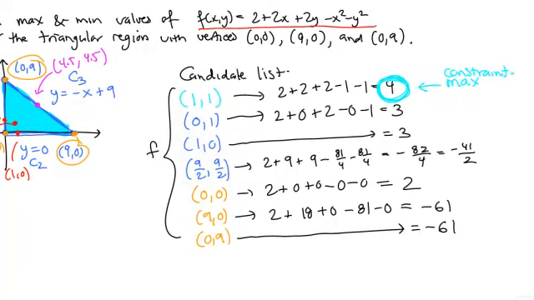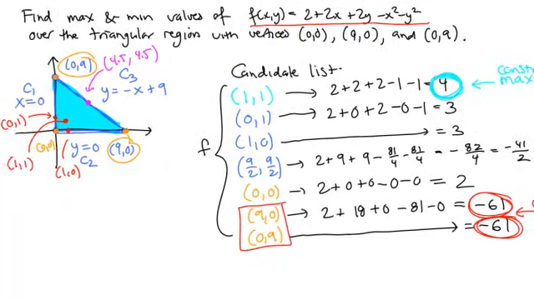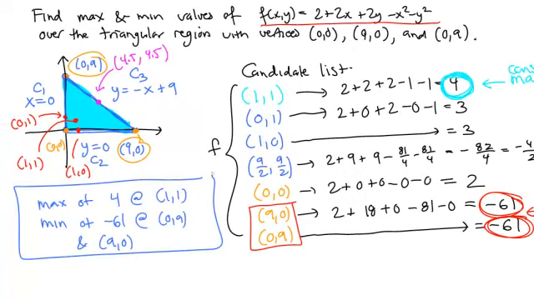On the other hand, of our negative values, negative 61 is the smallest, and so this will be our constrained minimum. Notice that this particular minimum is actually attained at 2 different points. Well, that's fine. We're just guaranteed one minimum value. It just might happen at more than 1 point. And so our answer is a maximum value of 4 at the point 1, 1, and a minimum value of negative 61 at the points 0, 9, and 9, 0.